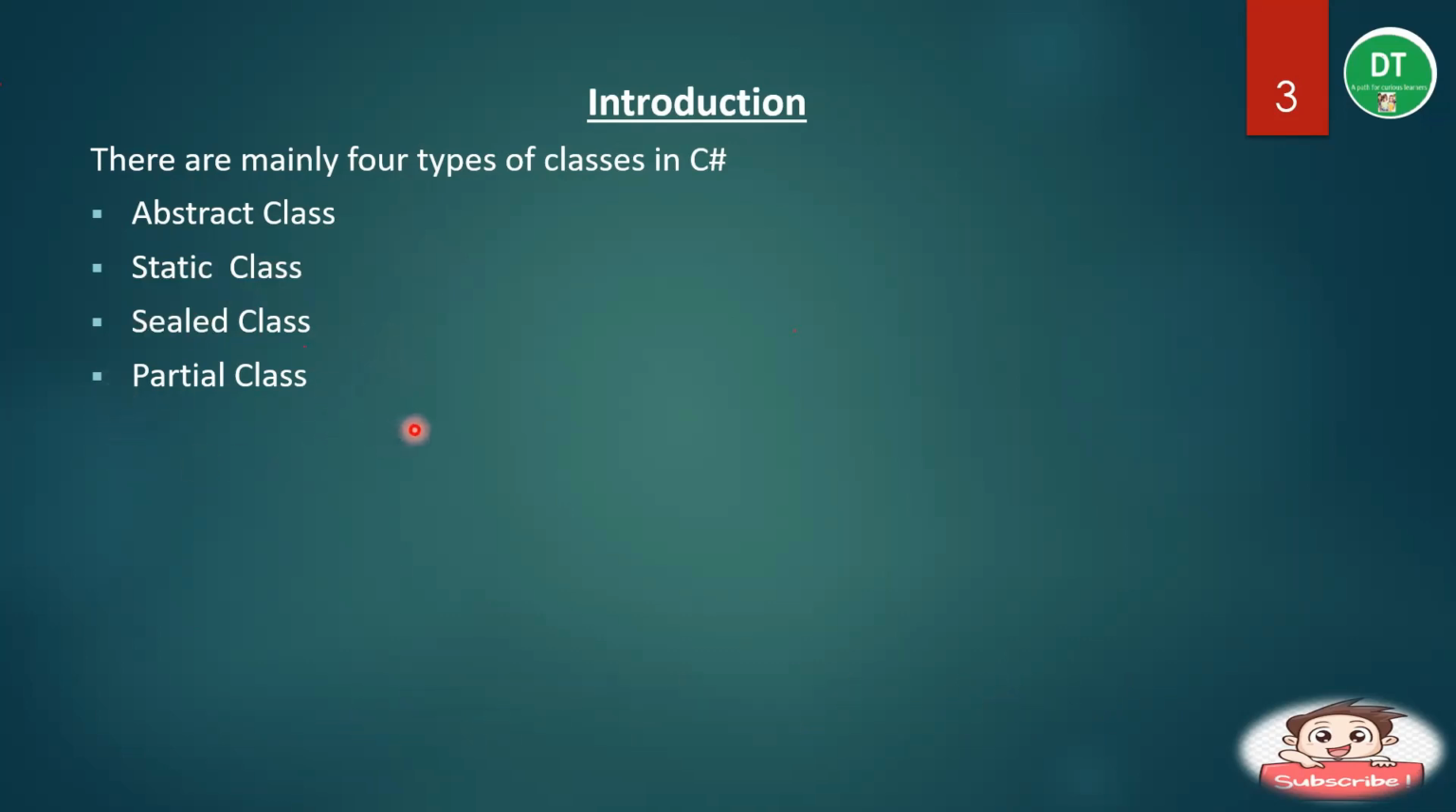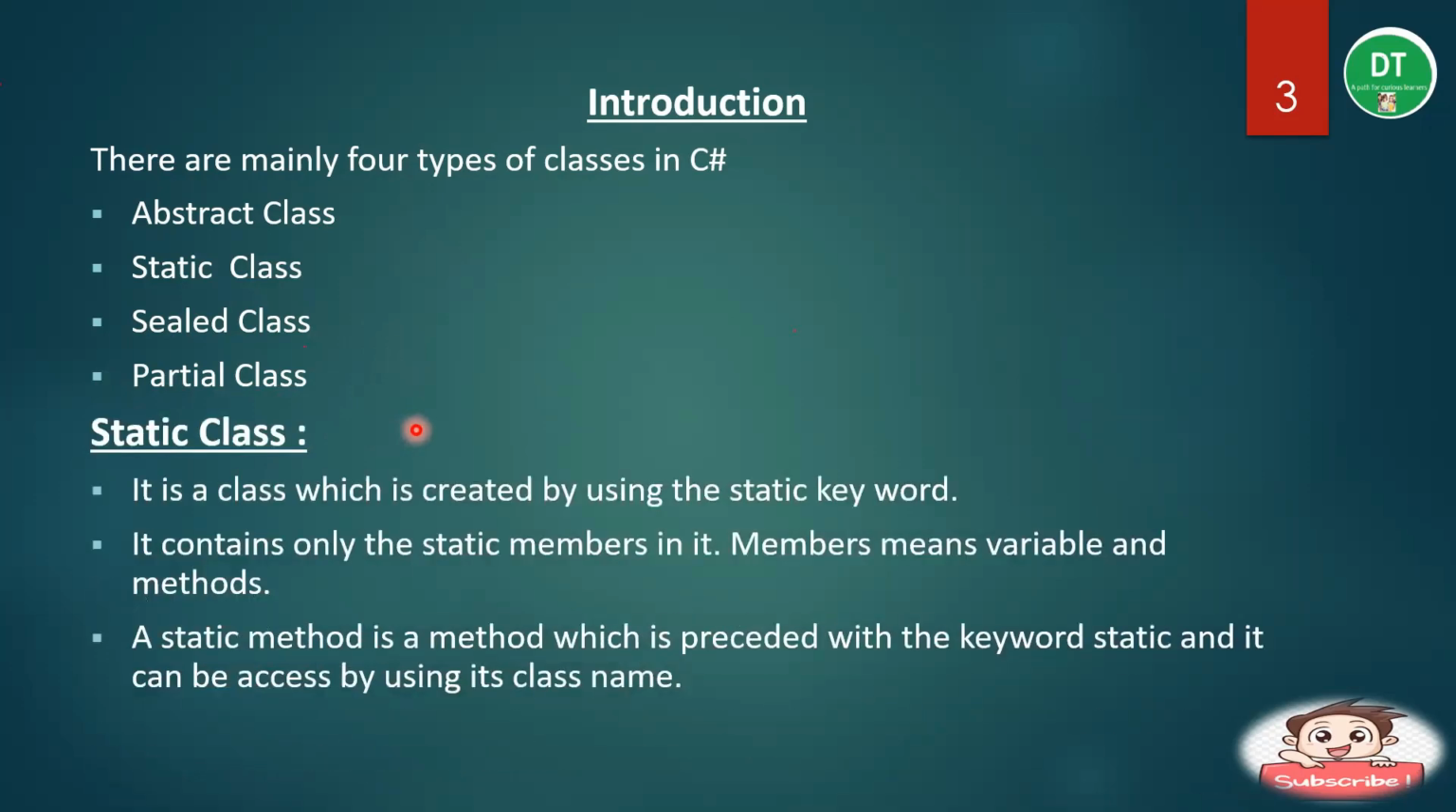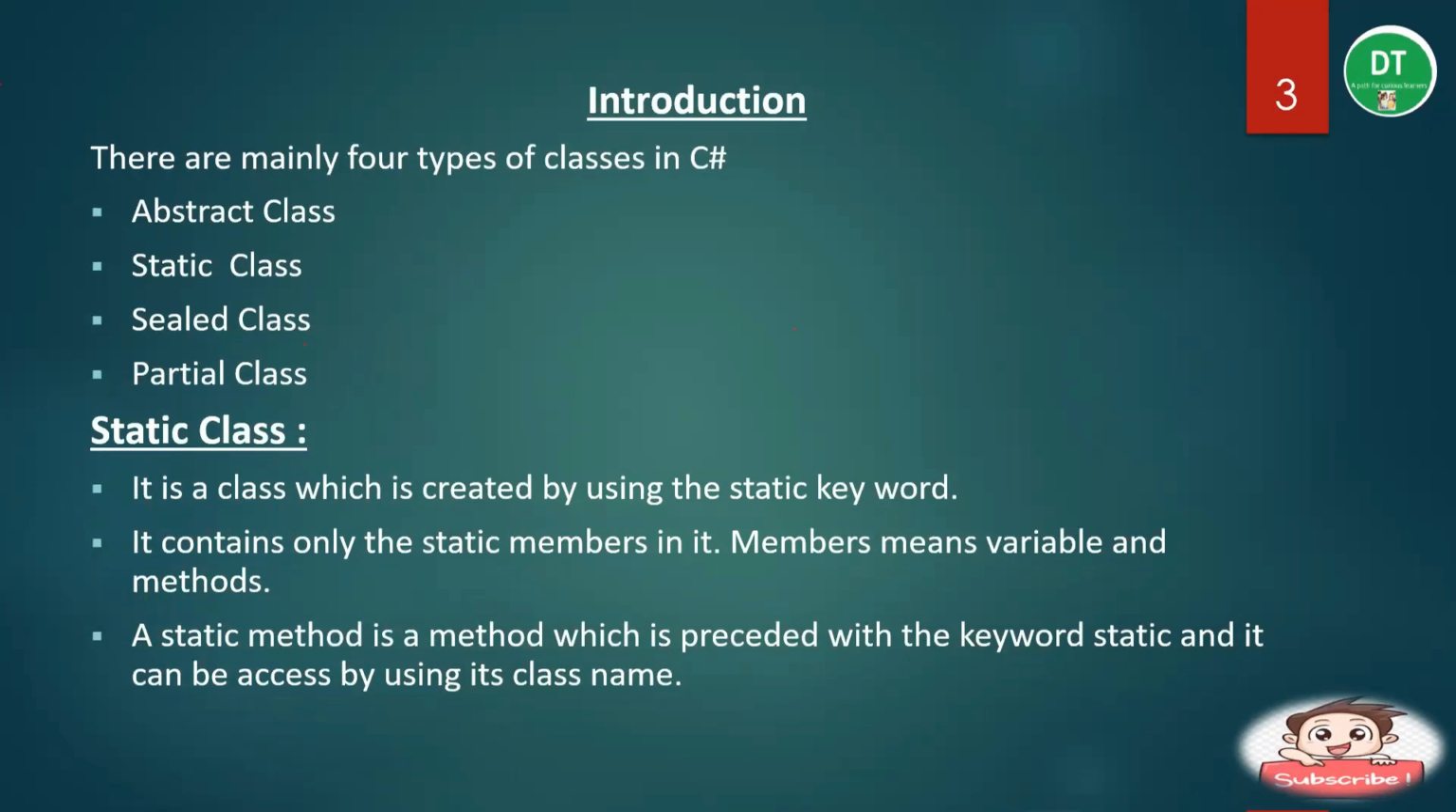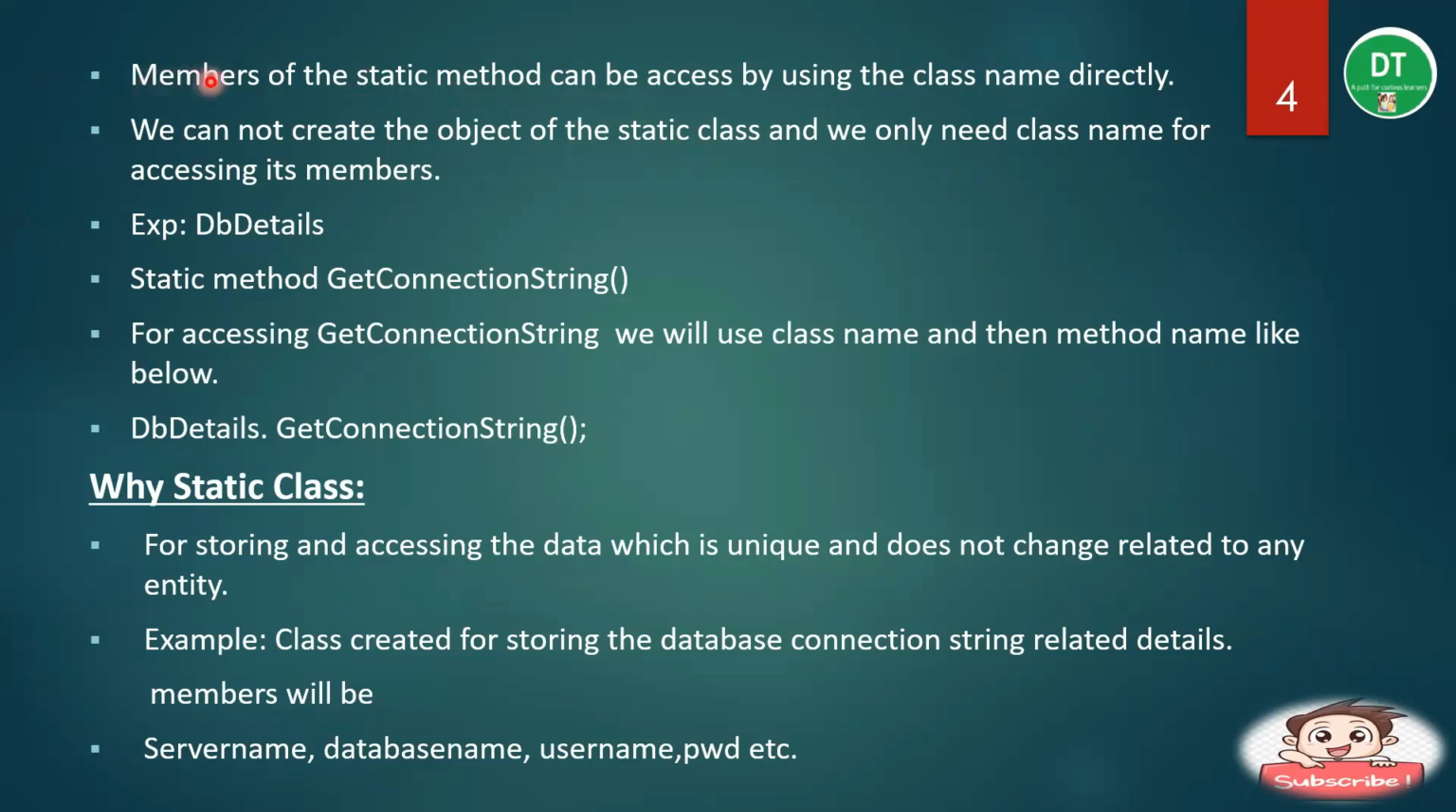Please watch my video till the end because I have given the practical example in Visual Studio. So what is a static class? It is a class which is created by using the static keyword. It contains only static members. Members means variables and methods. A static method is a method which is preceded with the keyword static and it can be accessed by using its class name. Members of the static class can be accessed by using its name directly. We cannot create the object of the static class and we only need the class name for accessing its members.